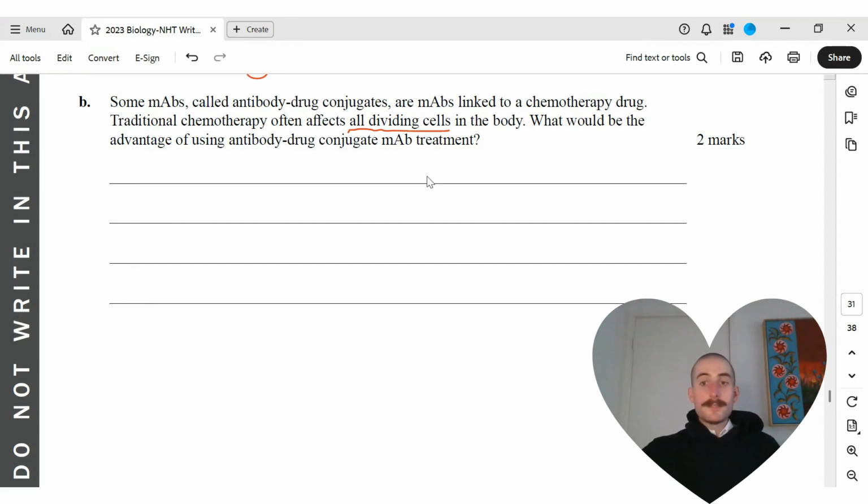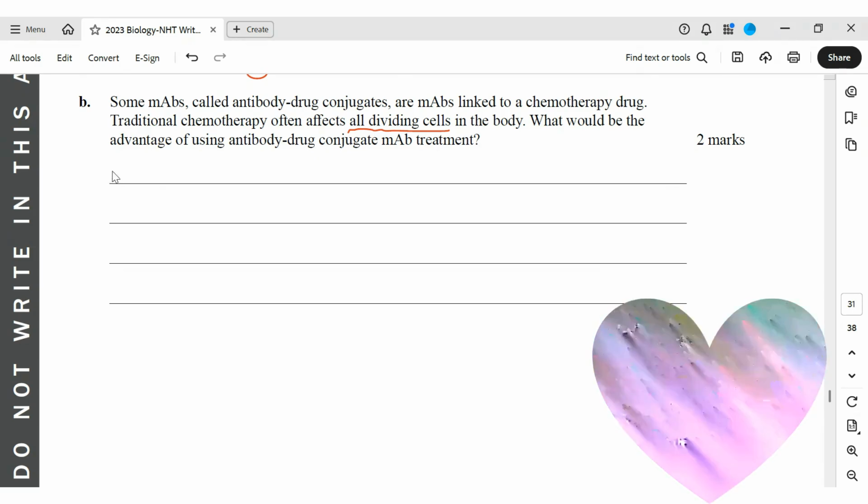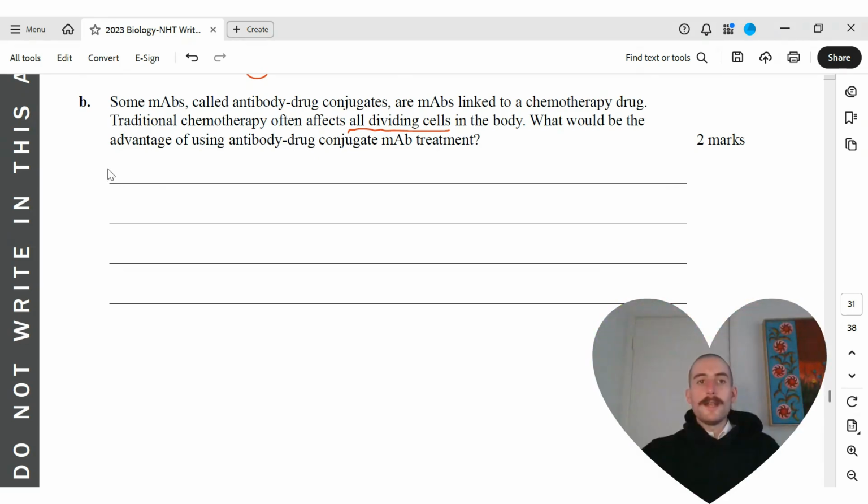All dividing cells, so these are things like your digestive system, your hair. And very often you may know someone who's going through chemotherapy, they might lose their hair, they might have digestive issues, things of that nature, because chemotherapy is very broad and it can essentially destroy any cells. It's not differentiating between a rapidly dividing cancer cell or a rapidly dividing hair cell. So, what would be the advantage of using antibody drug conjugate mAb treatment? This is essentially chucking some chemotherapy drug on an antibody.